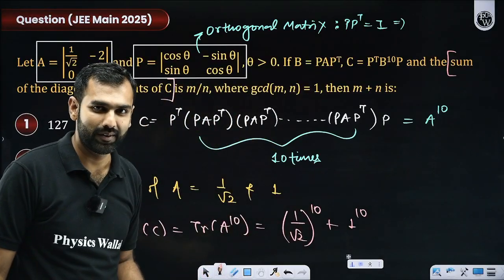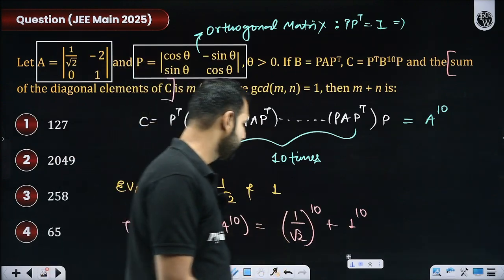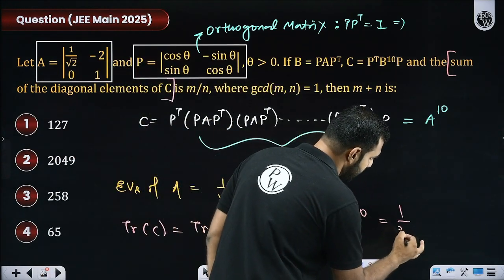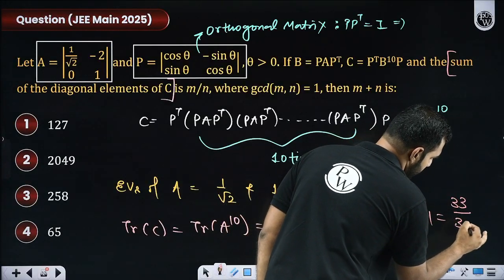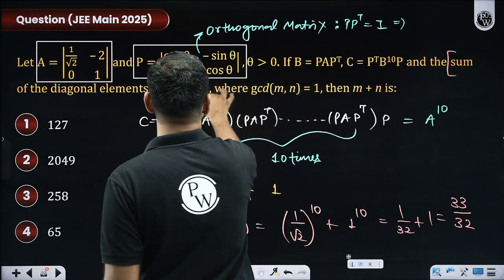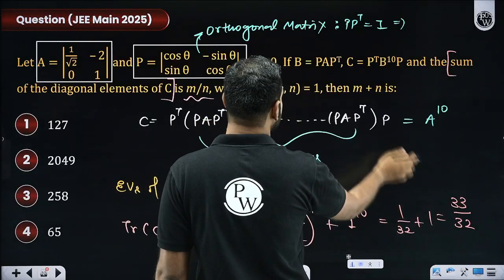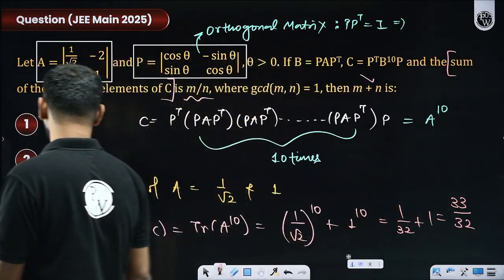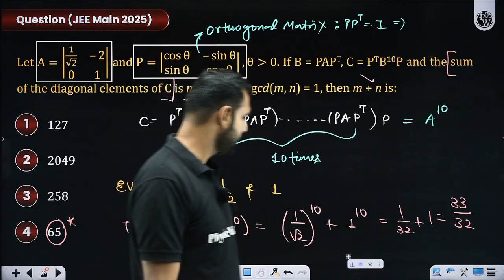Yes or no, everyone? And 2 to the power 5 is 32. So it will be 1 by 32 plus 1, so it should be 33 by 32. So the answer is 33 by 32, and they are clearly co-prime. So m plus n, 33 plus 32, is 65. Option D.